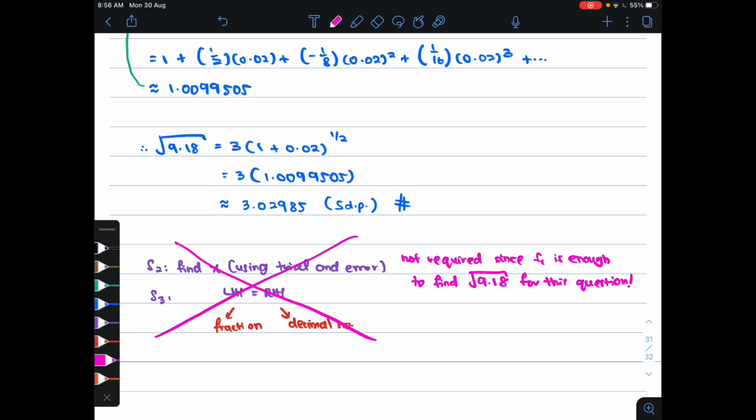So sebenarnya, Miss wujudkan step 1, step 2, step 3 untuk membantu kamu menjawab soalan berkaitan binomial expansion when your n is not positive integer. Sometimes you may need to do all the steps. Sometimes you may need to do only some of the steps. Okay, depending on the question. So baca soalan betul-betul and then apply step yang Miss ajar ni.